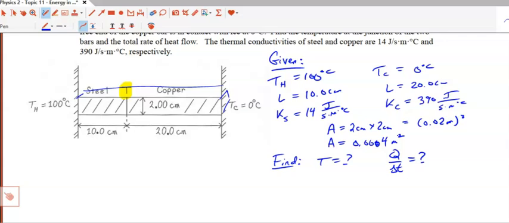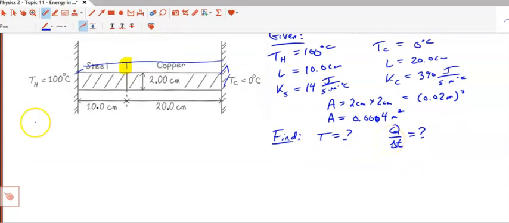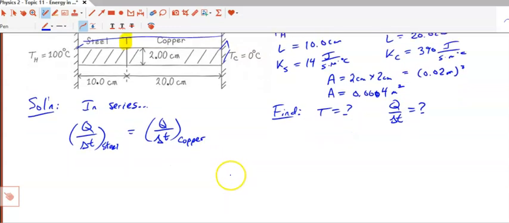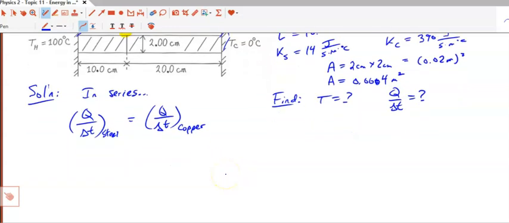So let's start off. We're going to use the idea that when you're in series, we know that the heat flow rate through 1, so this is the steel, is exactly equal to the heat flow rate that goes through the copper. Think of it like you're in a race and you can't go any faster than the person in front of you if you're tied together. You're all going at the same pace.